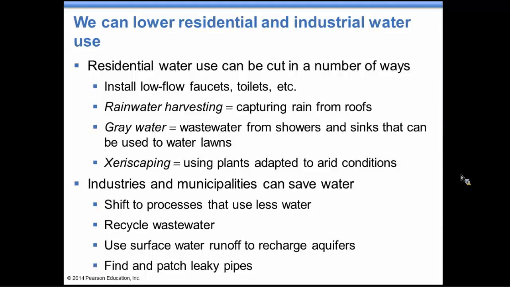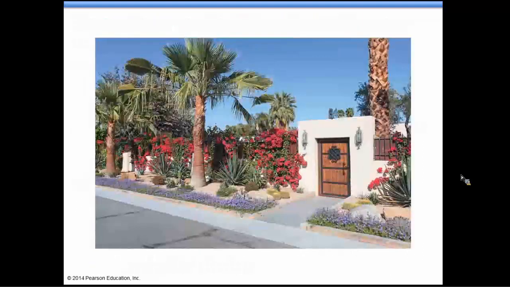And there's a couple other methods. We can install low flow faucets. Rainwater harvesting I know is kind of big. Xeriscaping, I believe, means using plants adapted to arid conditions. And then also industry and municipalities can take water-saving steps as well. Shift the processes to use less water, recycle wastewater, which we'll talk about in a bit. We can use surface water runoff to recharge aquifers, and we can just find and patch leaky pipes. And here we have an example of a home in an arid region, and they're using arid plants.